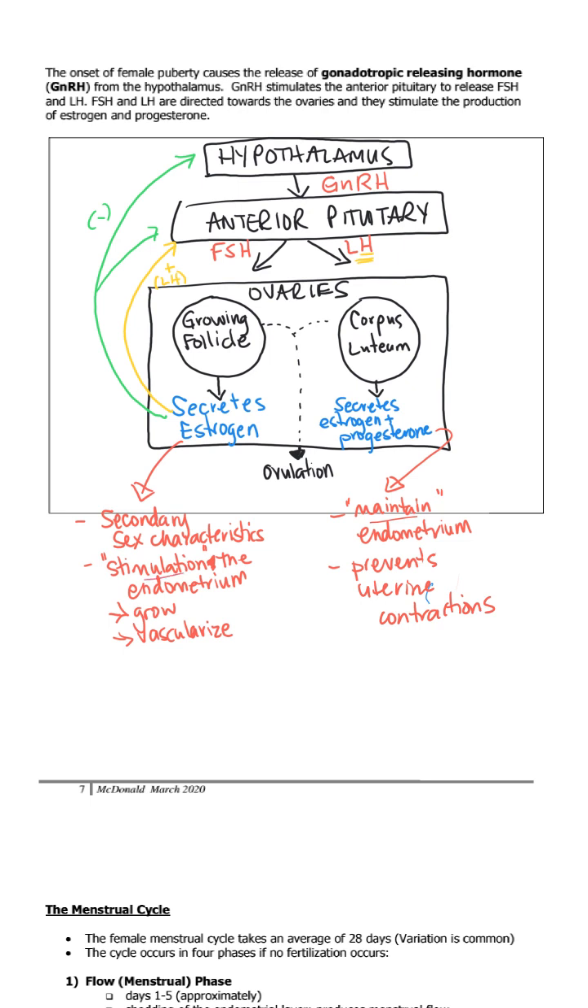The other thing that happens here is you're going to get a negative feedback onto both of those as those levels get high, and particularly when there is no pregnancy. So that is the sort of general feedback for the female reproductive system. In the next video, I'll go through the menstrual cycle.